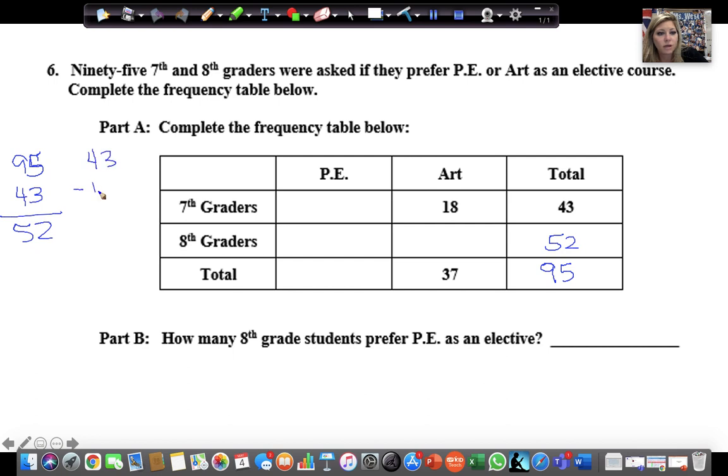So 43. We're going to have to borrow here. Remember, you can't use a calculator on this section. So you're going to have to just do it the old-fashioned way out to the side. Okay, 37 minus 18 will give us this middle number. Again, you're going to have to borrow. 17 minus 8 is 9. 2 minus 1 is 1. It's 19. 52 minus 19.